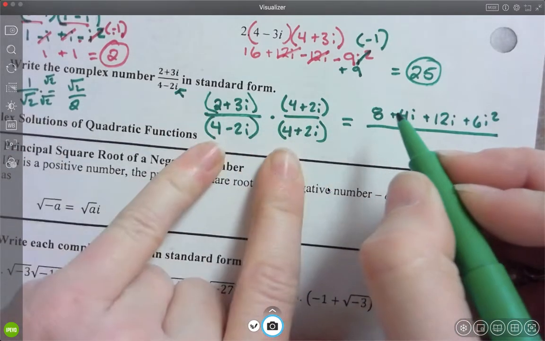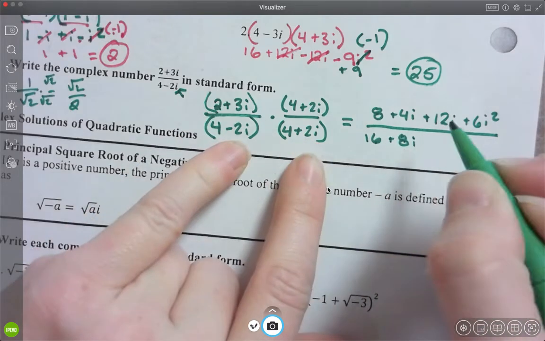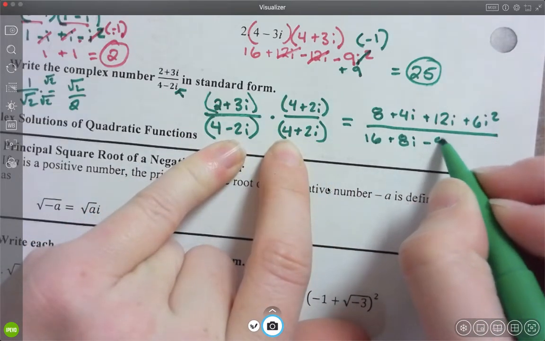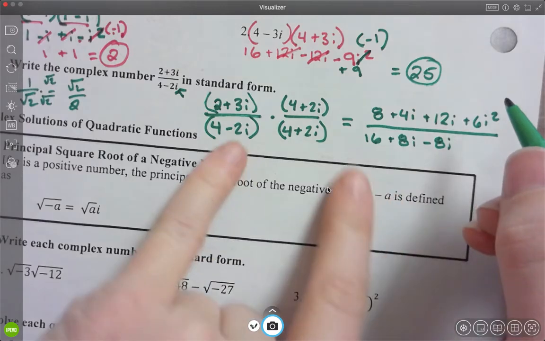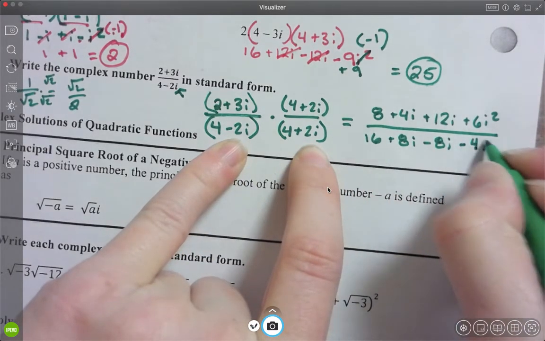4 times 4, let's do the bottom. 4 times 4 is 16. 4 times 2i is 8i. Negative 2i times 4 is negative 8i. And then negative 2i times 2i is negative 4, but then we have an i squared.